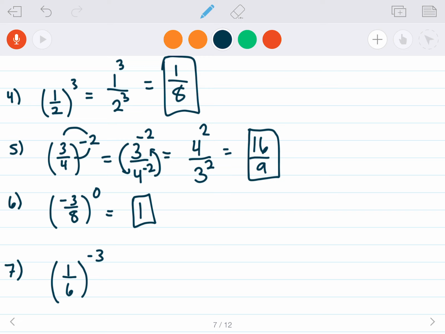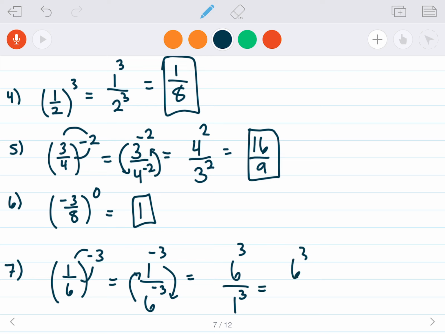1/6 to the negative 3. So I can distribute this negative 3 so that it's 1 to the negative 3 over 6 to the negative 3. To make these positive, I can bring the top to the bottom and the bottom to the top, right? So this becomes 6 to the 3 over 1 to the 3, which is just 6 to the 3 over 1, which is, let's see, 216.